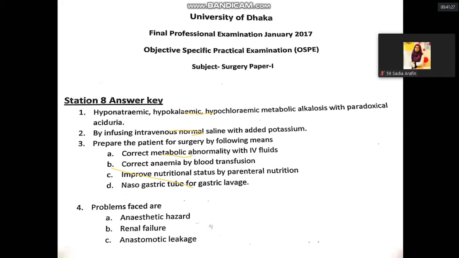Correction of metabolic alkalosis. You have to be specific because there will not be so much time that you can write all these things. Just write down: correct the metabolic abnormalities with IV fluid, correct anemia by blood transfusion, improve nutritional status by parenteral nutrition, and nasogastric tube for gastric lavage. You have to write all these 4 to prepare the patient for surgery. Okay.